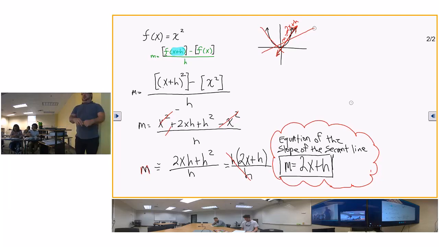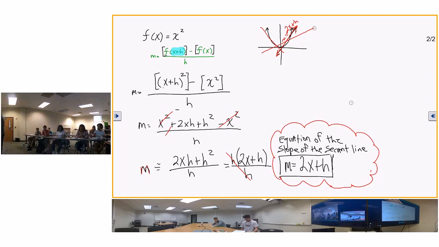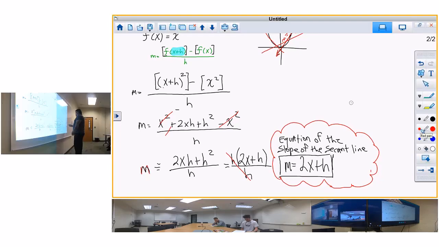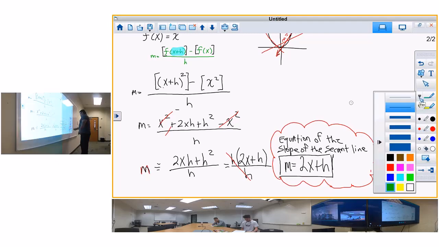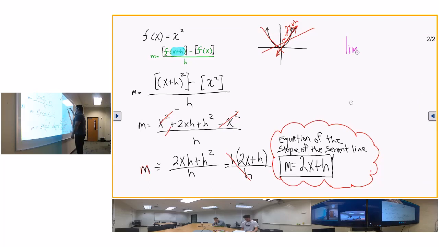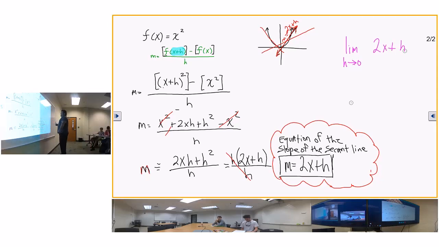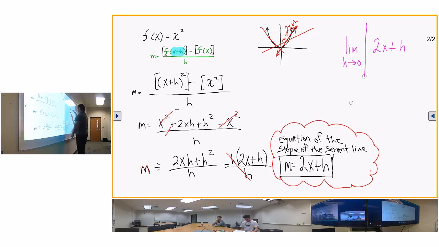So I'm going to go over here, and this is where you take limit theory, which is new to you, and algebra, and you put it together. Limit as h approaches 0 of 2x plus h. All right, here is the limit theory, and here is the algebra. Okay, this right here is for your information.